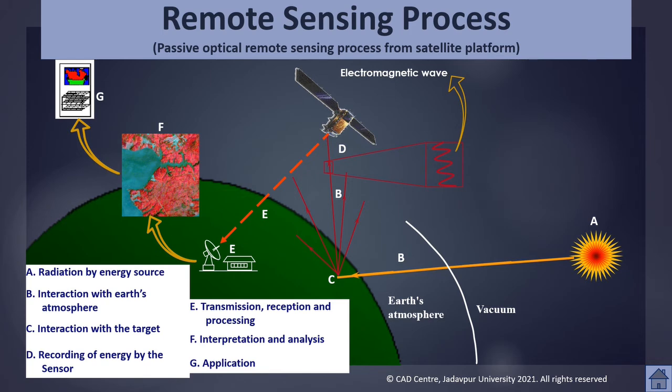So in case of the passive optical remote sensing process, the first step is the radiation by the energy source, then interaction of energy with the Earth's atmosphere, then interaction of energy with the target or the Earth's surface, then again the interaction of energy with the Earth's atmosphere, then recording of energy by the sensor, then transmission, reception and processing, and then interpretation and analysis, and finally applications.